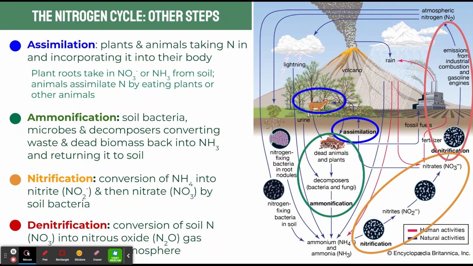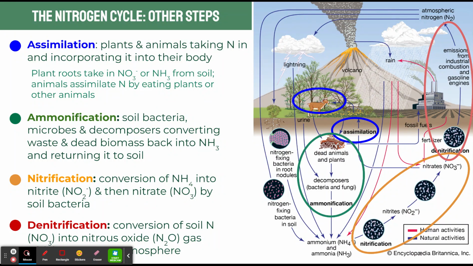So the nitrogen cycle has a few other key steps. The other one is assimilation. This is going to be happening after nitrogen fixation. Again, nitrogen fixation is when you have nitrogen-fixing bacteria in the root nodules of plants or in the soil. They take the atmospheric nitrogen and convert it into a usable form. So it's going from nitrogen gas, N2, to ammonia, which is NH3.